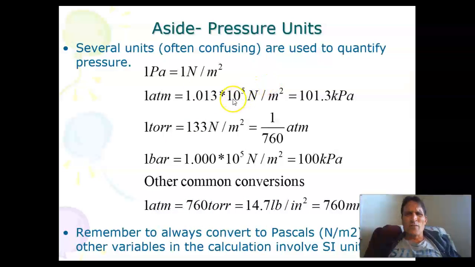And so we're going to have to go back and forth often in the course between some of these units. The main thing is that you may be given other units in a problem, but if the other variables in the formula that you're going to plug these into have SI units, we need to always convert these pressures to units of pascals, meaning newtons per meter squared, before plugging them into the formula. Okay.